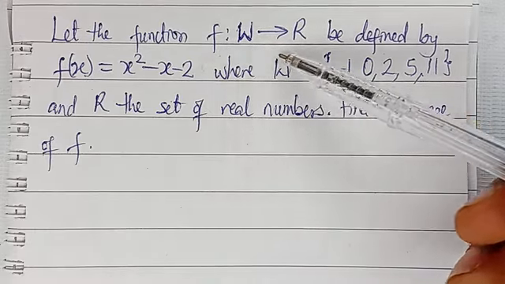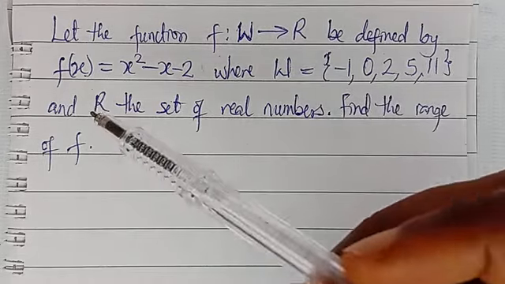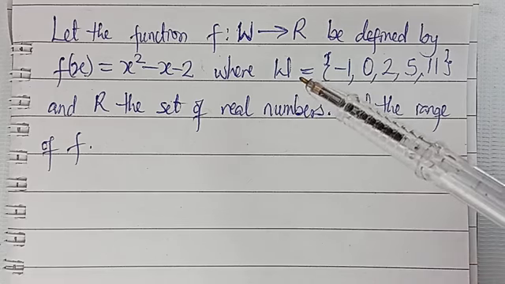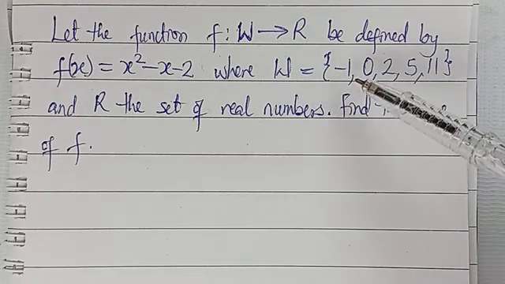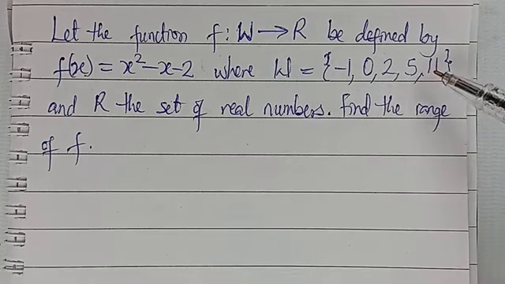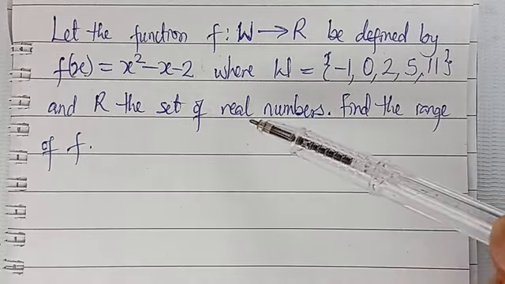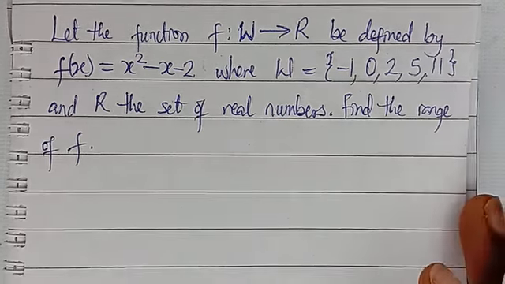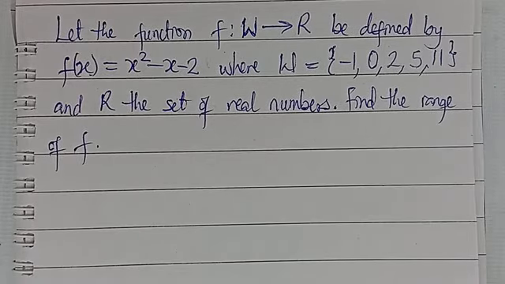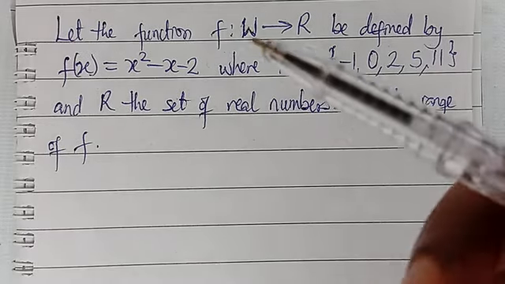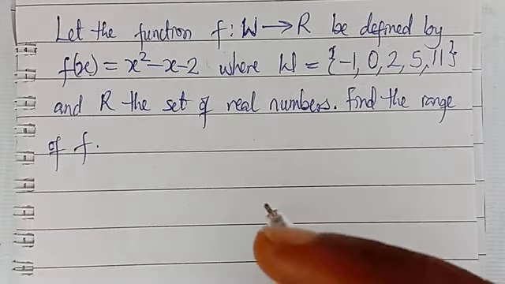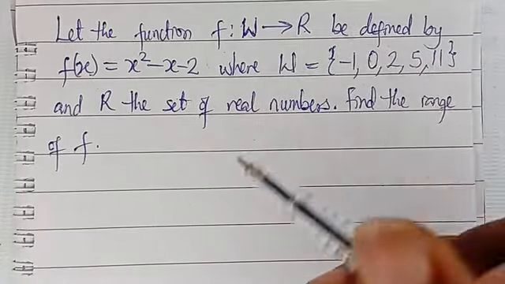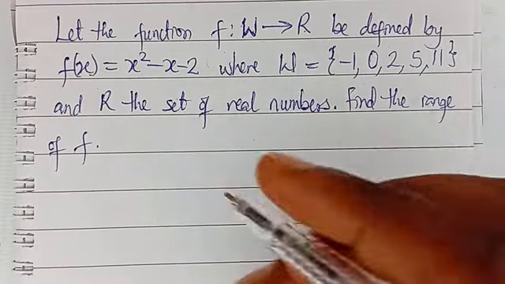So let this function be defined by f of x equal to x squared minus x minus 2, where the domain is minus 1, 0, 2, 5, 11, and R is the set of real numbers. Find the range of f. We have to find the range this time. In the previous one, we were given the range or codomain, and we were told to find the domain. Now we've been given the domain. This is always the domain, and this is the codomain. So we have to find R.